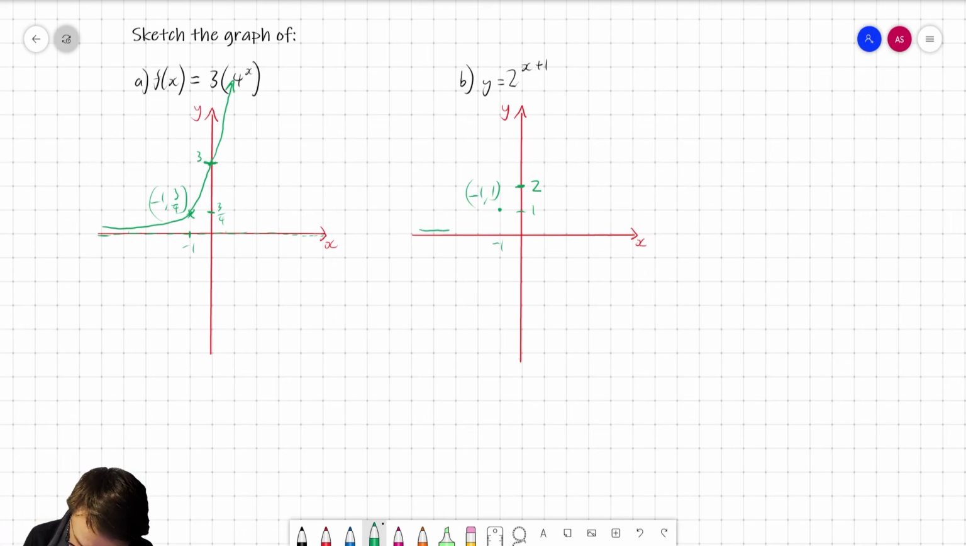So as we graph this, it still keeps its asymptote for the x-axis, and this is how it's going to go. So remember to include your asymptote in your graph, and this is what it will look like.